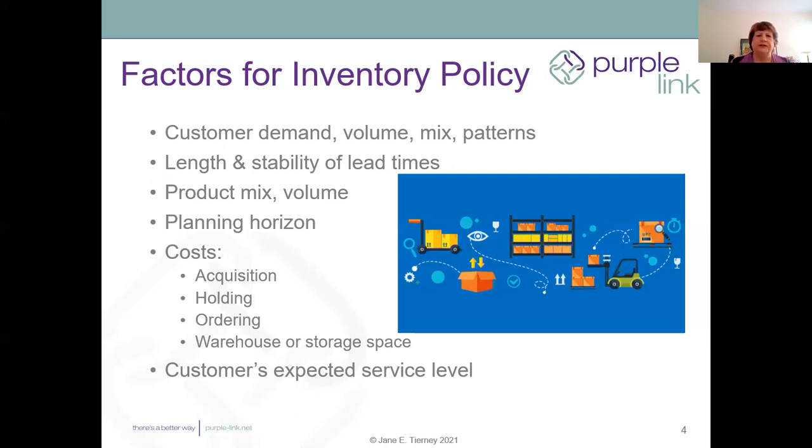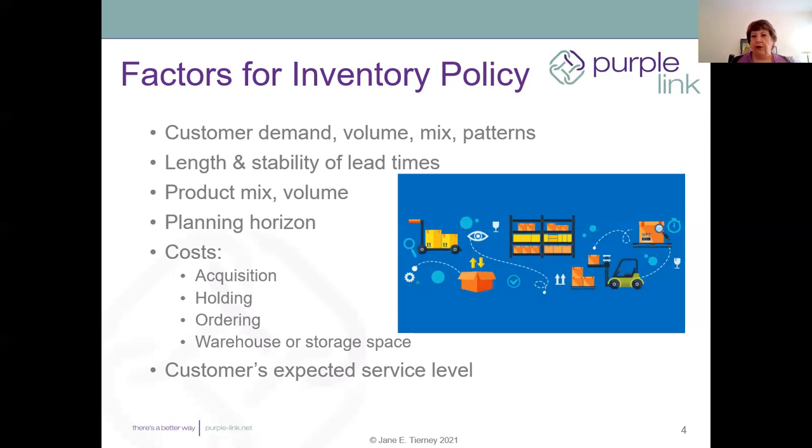So what is your customer's expected level of service? What have you trained them to be accepting from you? And is that going to change? So the higher the level of service for your customers, meaning if you want to have product that they want to buy 99% of the time in stock, you're going to have to hold more inventory. If they're okay with occasional backlogs or slight delays, or you quote them a lead time, which gives you time to respond.